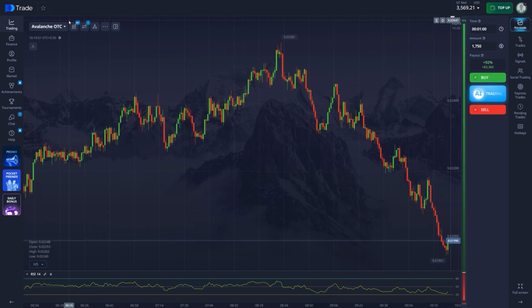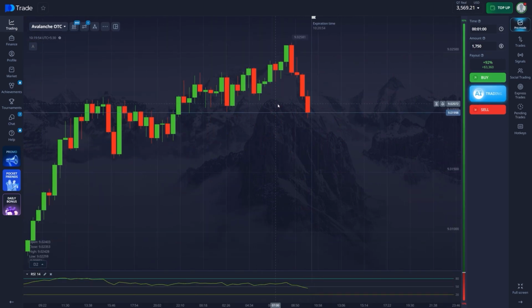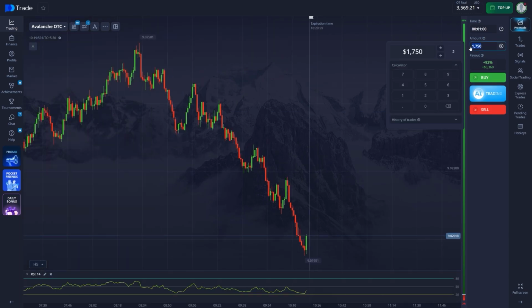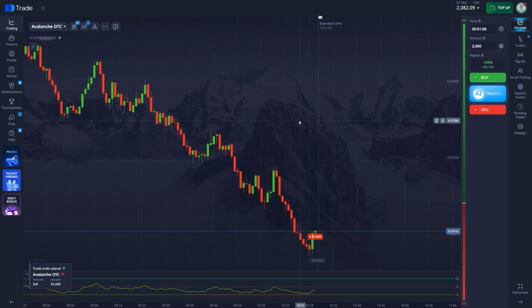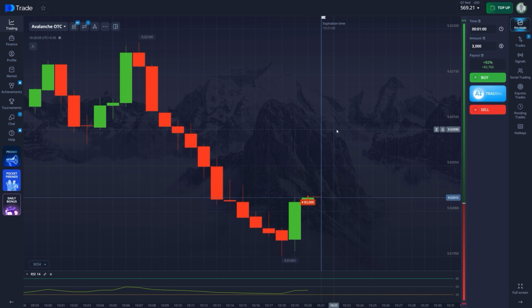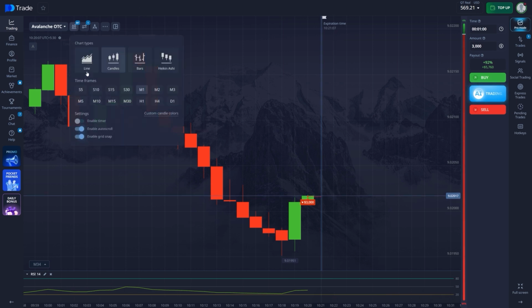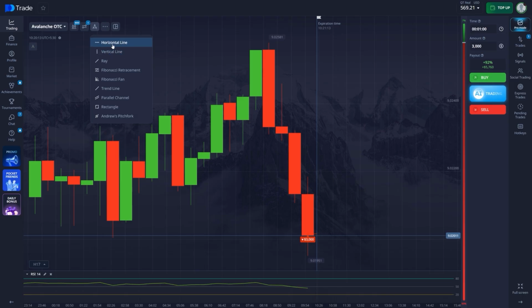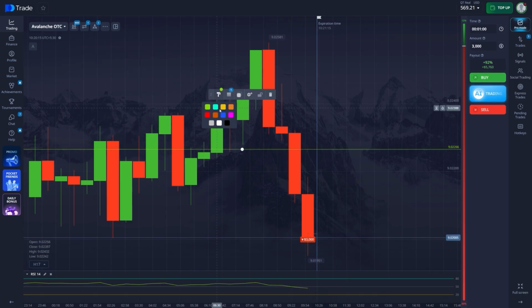The account has grown significantly, so every new position carries much greater financial exposure. This is where a trader must become more selective, not more reckless. I am checking the higher time frame first and identifying the nearest resistance level in Avalanche OTC. The selected market is approaching an area where price previously reversed.